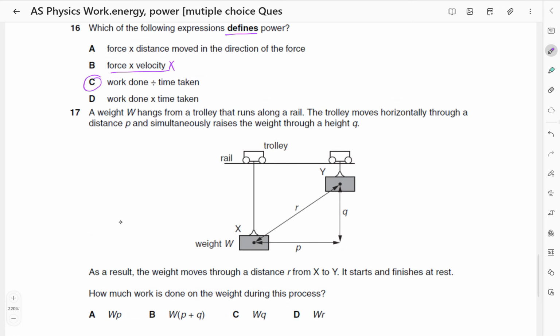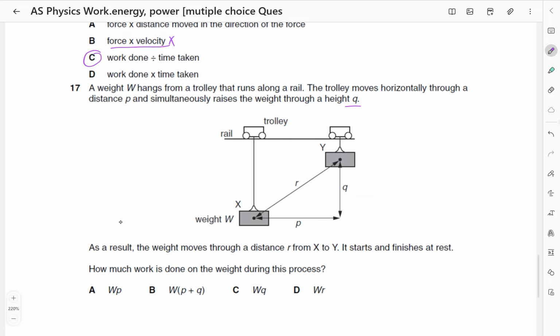The weight W hangs from a trolley that runs along a rail. The trolley moves horizontally through a distance P and simultaneously raises the weight through a height Q. Okay, this looks quite tricky. As a result, the weight moves through a distance R from X to Y. It starts and finishes at rest. So it means it starts at rest and finishes at rest. How much work is done on the weight during this process?